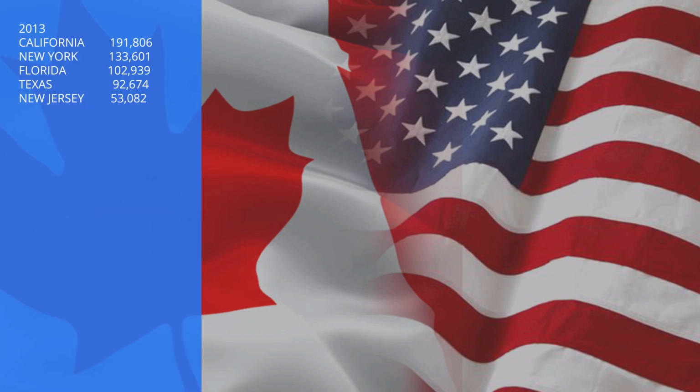Year, state, new permanent residents. 2013. California, 191,806. New York, 133,601. Florida, 102,939. Texas, 92,674. New Jersey, 53,082. 2014. California, 198,379. New York, 141,406. Florida, 109,310. Texas, 95,295. New Jersey, 51,609.